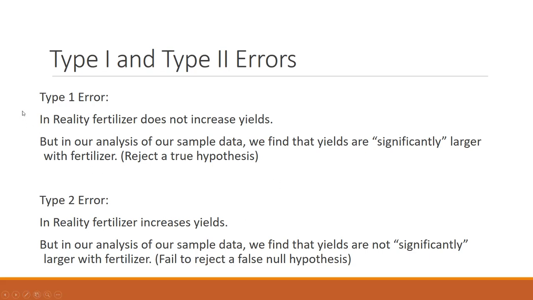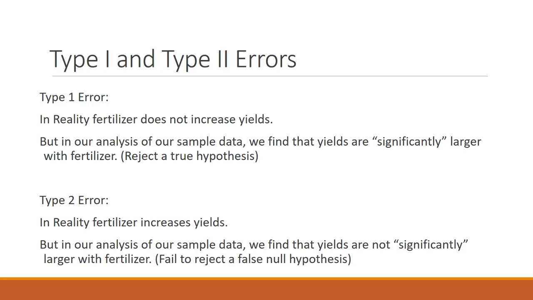Using our example, let's say in reality, fertilizer does not increase yields, but in our analysis of our sample data, we find that yields are significantly larger for fertilizer. That's a type 1 error. We have rejected a true null hypothesis. We've concluded that there is an effect when there is not an effect. We don't want to do this if we're doing research that will influence policy. We don't want to say that there is an effect of something when in fact there is not an effect.